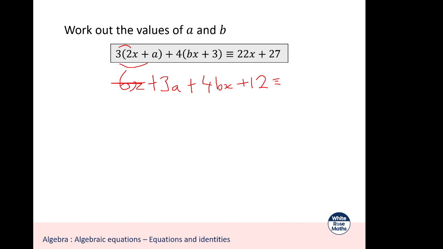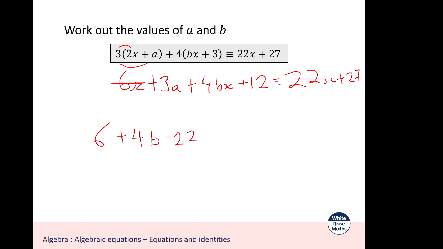That's identical to 22x plus 27. Now, because they're identical, I can compare the coefficients of x. So I can say 6 plus 4b has to equal 22 by definition, because the x's on the left-hand side have to be equal to the x's on the right-hand side.